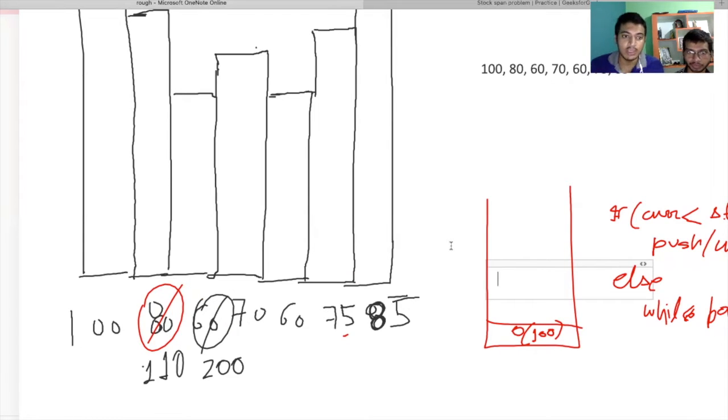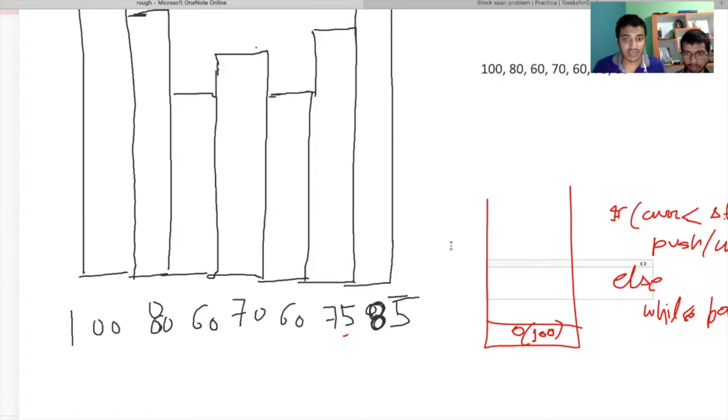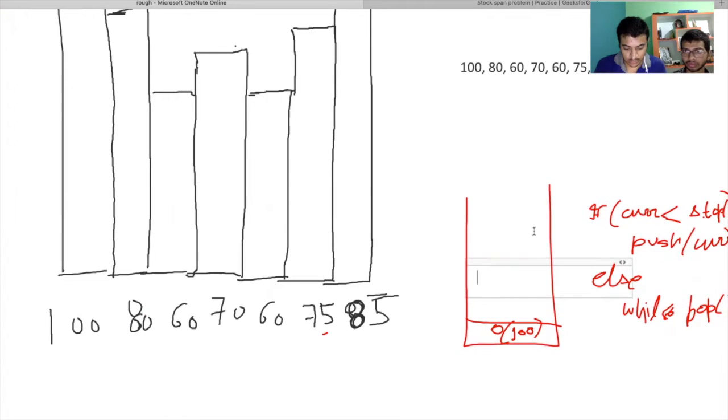So now comes 80. 80 is less than the top of the stack, 80 is less than 100. So we push 80 into the stack, right? We push the index of 80, and for reference I'm writing 80. Now 60. 60 is also less than the top of the stack, as 60 is less than 80, so we also push 60 into the stack. Now comes 70. 70 is greater than the top of the stack, because 70 is greater than 60.